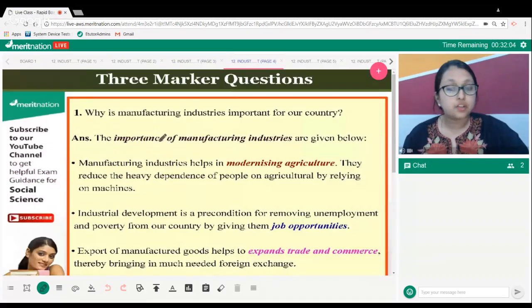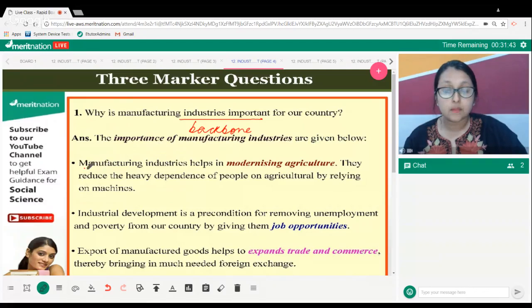Now we are coming to the 3-mark question. Over here, you should be writing at least 3 points and explain them also. Fine. Why are manufacturing industries important for our country? As I told you, it is the backbone, and the development of a nation depends on the manufacturing industries.